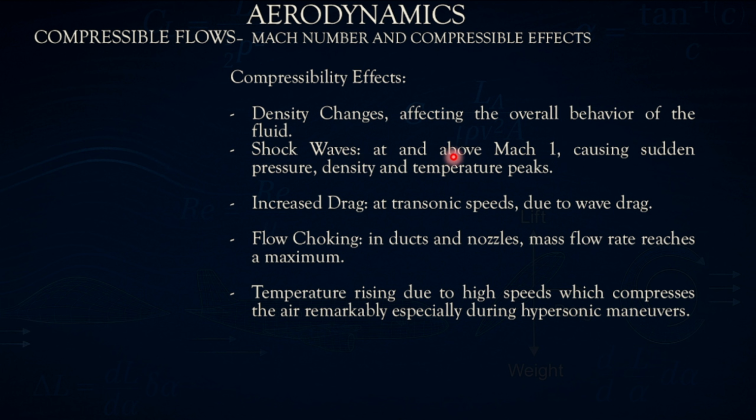Shock waves, at and above Mach 1, cause sudden pressure, density, and temperature peaks. You have a rise of pressure, of density, and higher temperatures due to shock waves. Increased drag at transonic speeds, meaning the speed when the airplane transitions from lower than the speed of sound to higher than the speed of sound, due to wave drag. Flow choking in ducts and nozzles, meaning that the mass flow rate reaches a maximum. In other words, there's a choking and starvation of the engines in such a case.